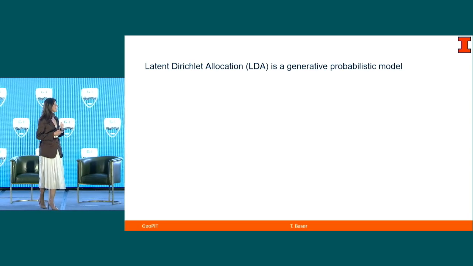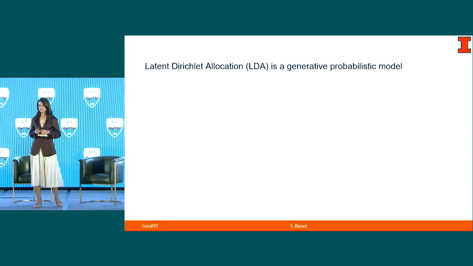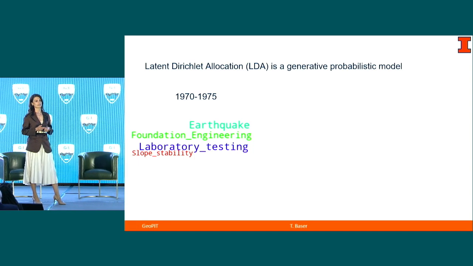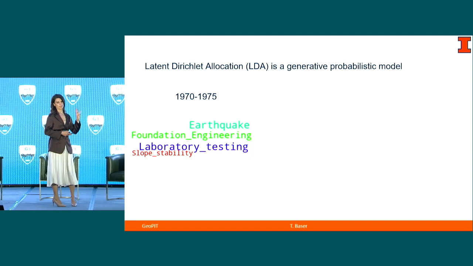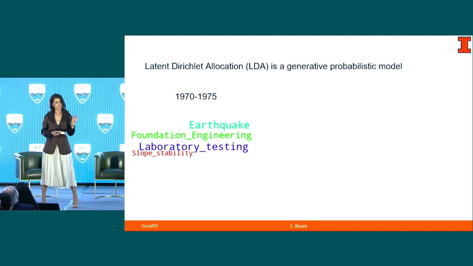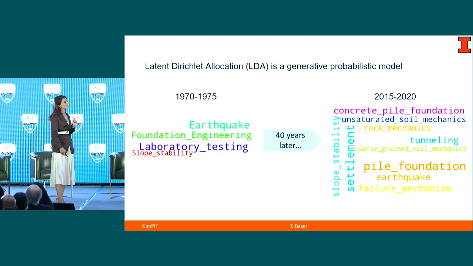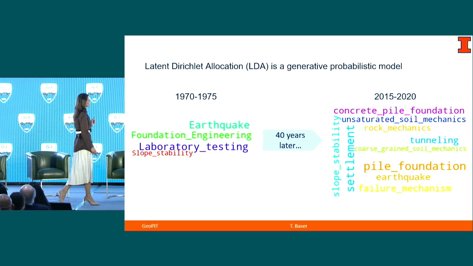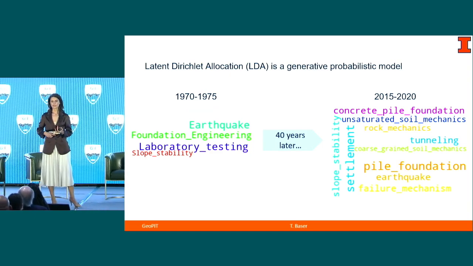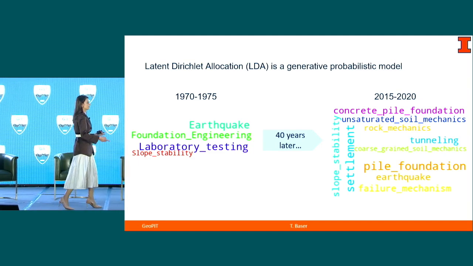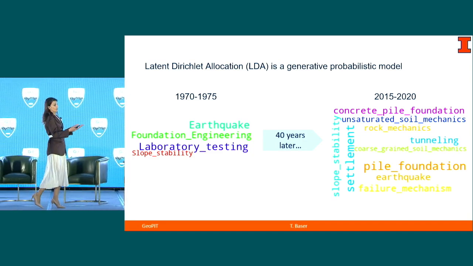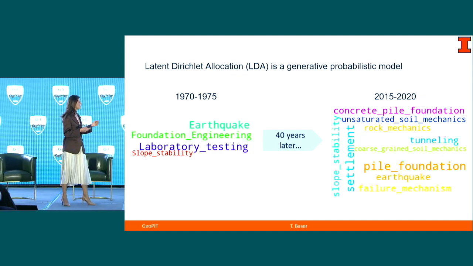So we use something called latent Dirichlet allocation. The details are not that important. For example, between 1970 and 1975, there were four major topics that stood out: earthquake, foundation engineering, laboratory testing, and slope stability. 40 years later, between 2015 and 2020, we saw that laboratory testing got divided into other topics such as unsaturated soil mechanics, rock mechanics, and granular soil mechanics. And foundation engineering got split into pile foundations, settlement, and more specifically, concrete pile foundation.